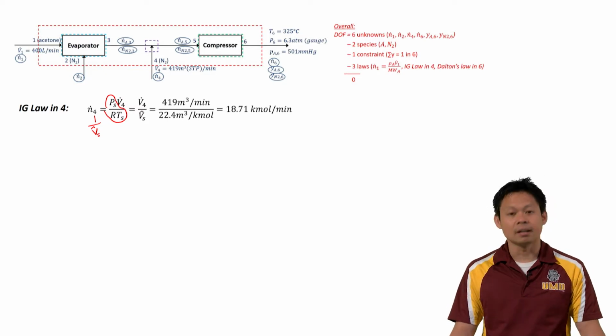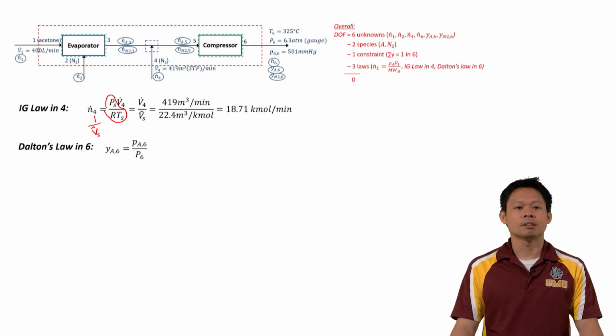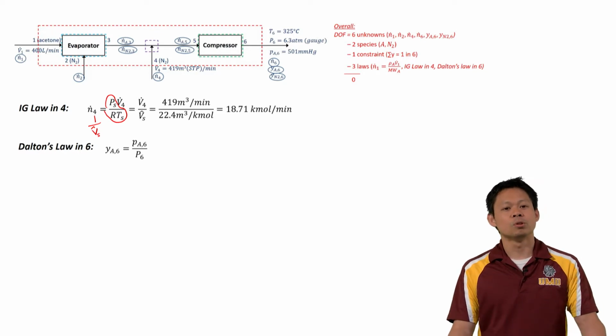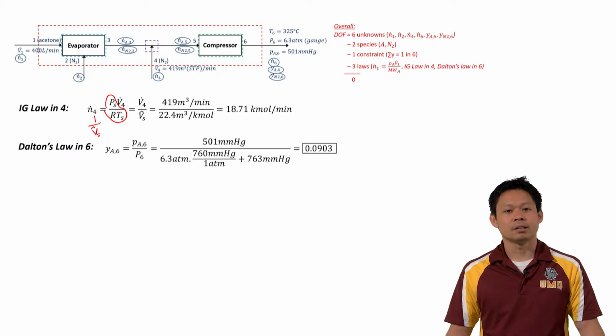All right, so we're done with that law. Let's go on to the next law. Let's do Dalton's law. Dalton's law is pretty easy. The mole fraction is just the partial pressure over the overall pressure. Just make sure the units are consistent.